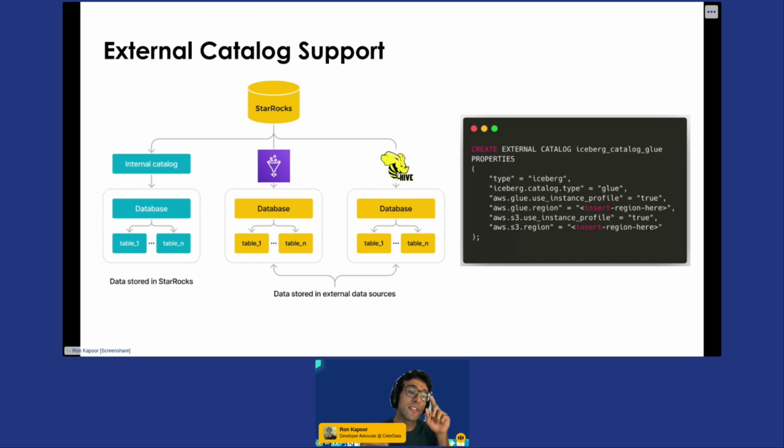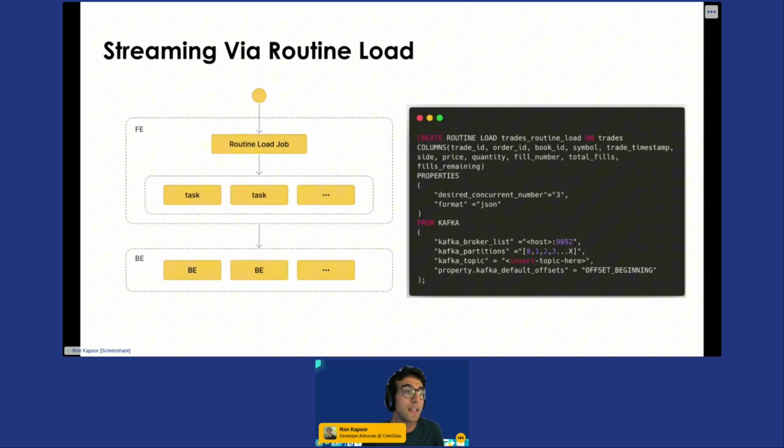But on the right-hand side, we can see how easy this is. All I have to do is specify the catalog type I'm interested in and the authentication method, say an IAM role or instance profile, and that's it. I can easily connect to an external catalog, and I'm free to query it straight away. So this gives us a really good unified view that combines our static and real-time data.